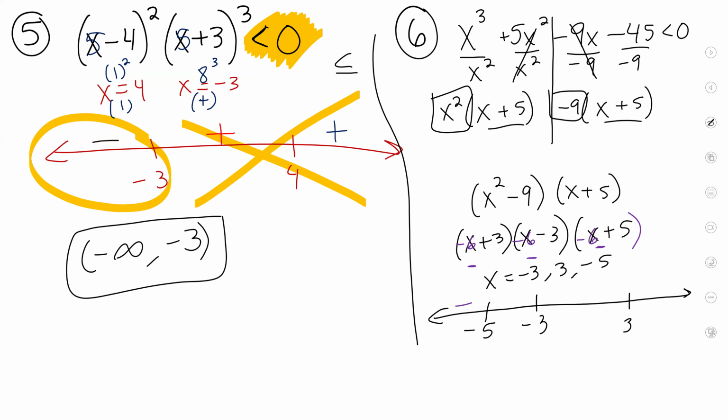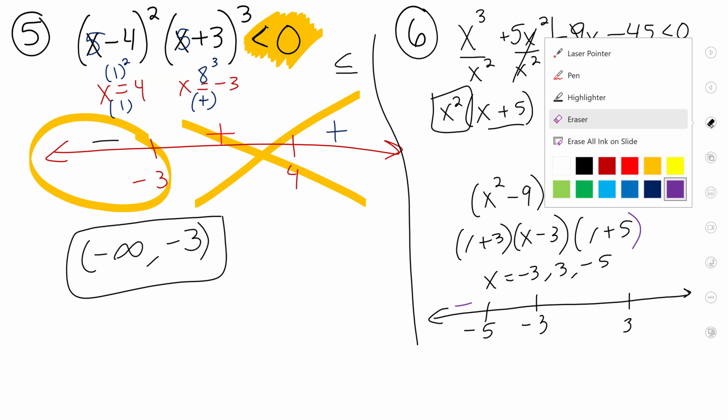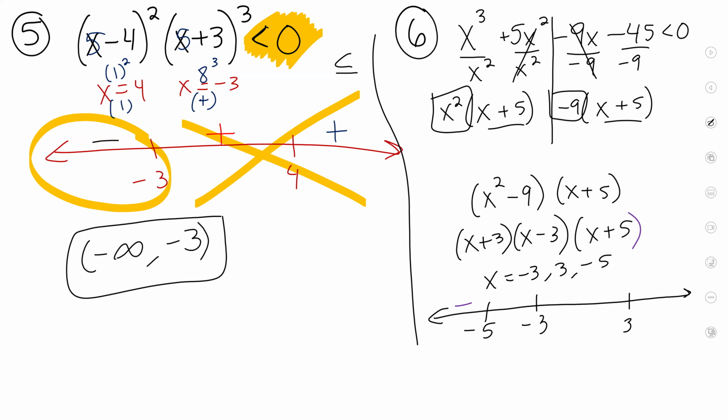Let's test a number between -5 and -3. All right, so we'll plug in, you guys said -4, so I'll plug in -4 for these x values. So I would get negative, negative, and a positive. Well, these two negatives make a positive times another positive. This is positive.